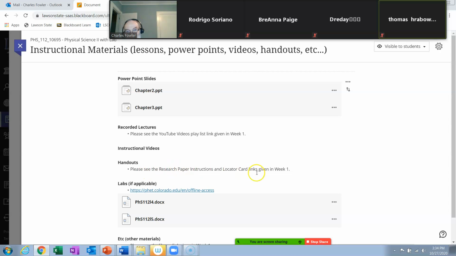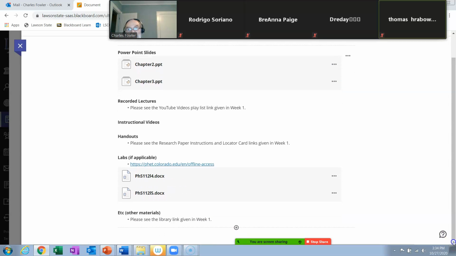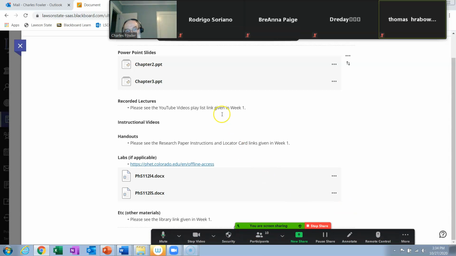Your handouts are in week 1 also. Research paper instruction, locator cards. Here at this time I did put the link here. All you have to do is click on this and that will open up. Here's lab 4, which we're going to do today. Here's lab 5, which we're going to do on Thursday. Okay, so the labs are typically in the instructional materials. The test will typically be under Blackboard messages. Okay, you can submit the labs either in an email, Blackboard messages, or the lab or test icon that you see there.